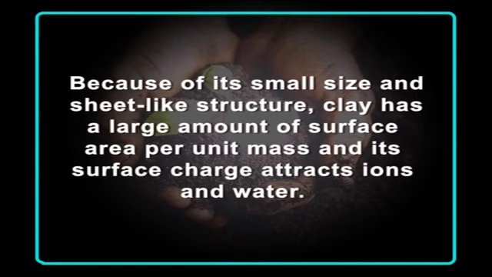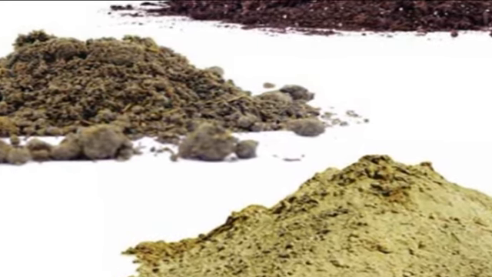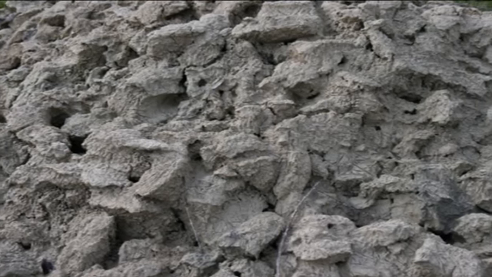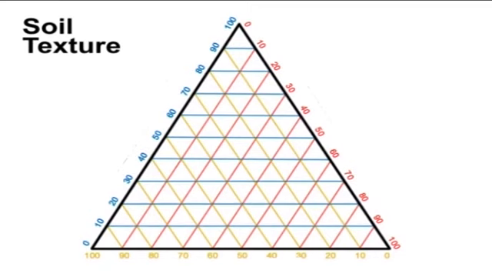Sand and silt are the inactive part of the soil matrix because they do not contribute to a soil's ability to retain soil water or nutrients. Because of its small size and sheet-like structure, clay has a large amount of surface area per unit mass, and its surface charge attracts ions and water. Because of this, clay is the active portion of the soil matrix. For all mineral soils, the proportion of sand, silt and clay always adds up to 100%. These percentages are grouped into soil texture classes, which have been organized into a textural triangle.